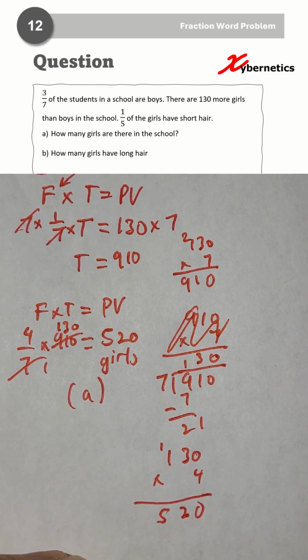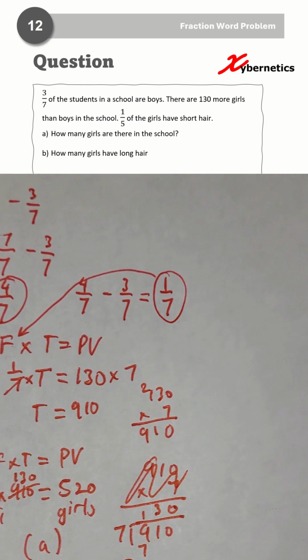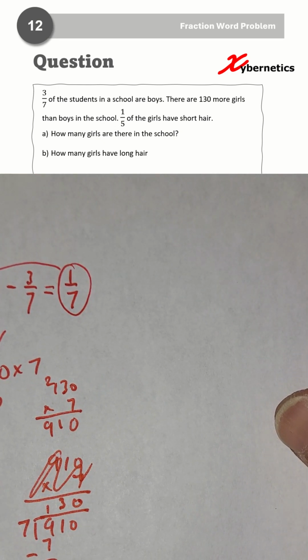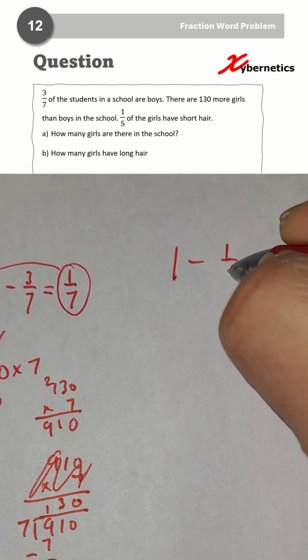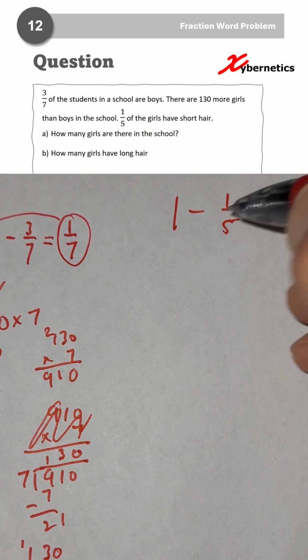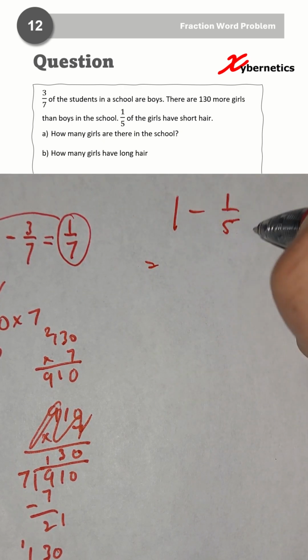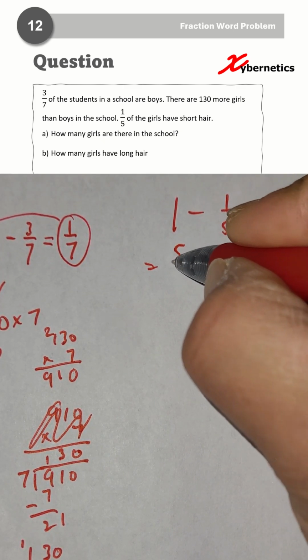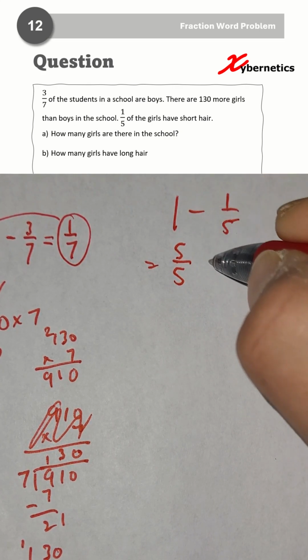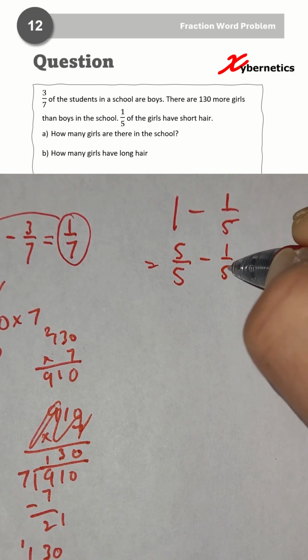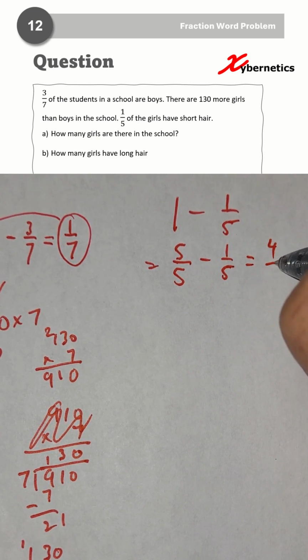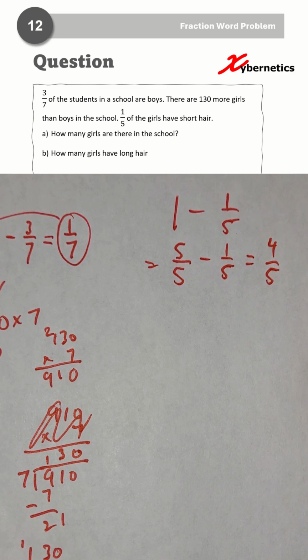Now, part B asks how many girls have long hair, but it tells you that 1/5 of the girls have short hair. Now, in order to get the fraction of girls with long hair is pretty straightforward. You're going to take 1 minus 1/5, which will give you the fraction of girls with long hair. Again, to satisfy 1 and at the same time keep the denominator the same, we're going to take 5 divided by 5, which gives you a value of 1. The reason why I chose 5 is because this denominator is 5, so 1/5. And this will give you a value of 4/5. This is the fraction of girls with long hair.